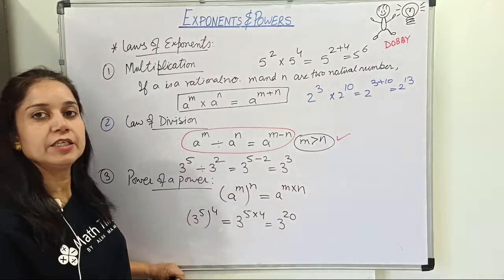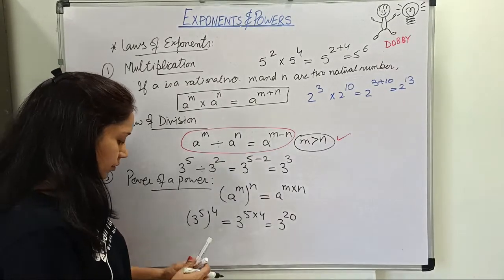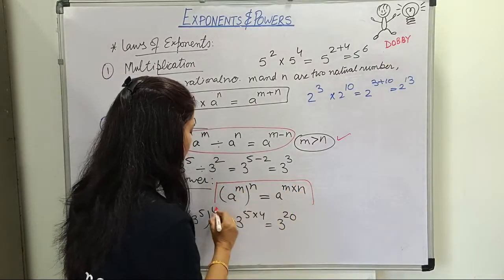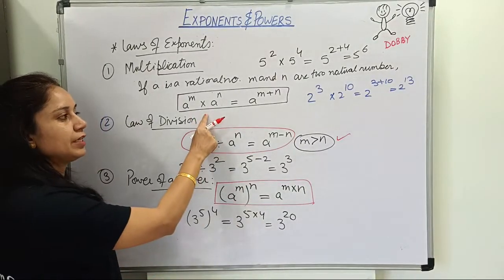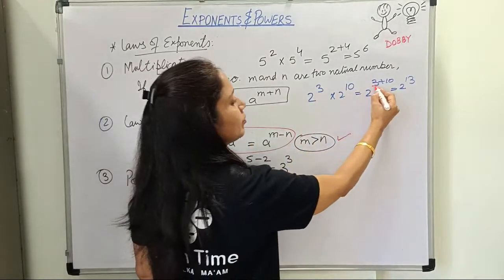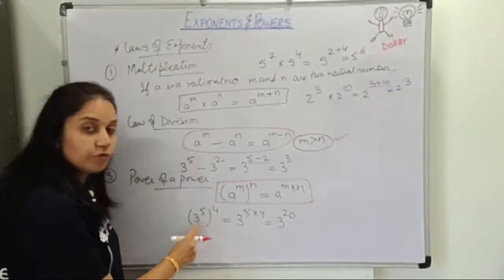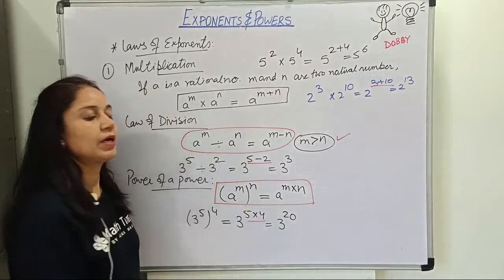So these are the 3 rules, first laws. Is it clear? I am putting it in the box. Quickly write down. In multiplication, we add the powers. In division, we subtract the powers. When on one rational number there are two powers together, that time we multiply the powers.